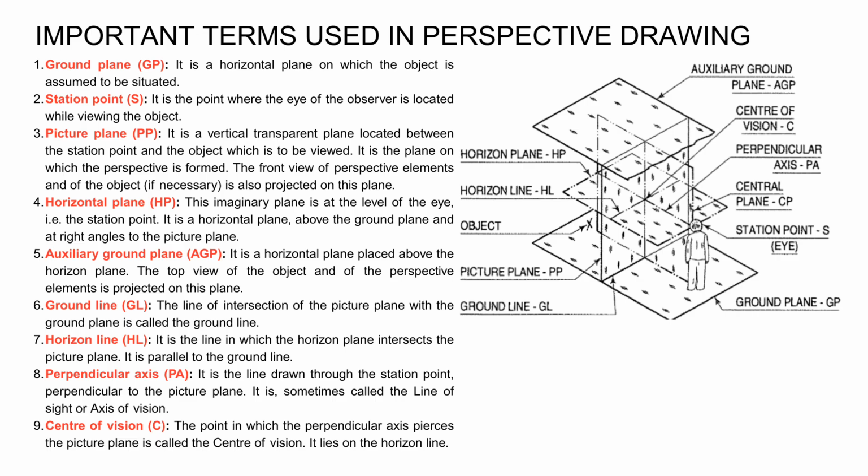Horizon line represents eye level. Vanishing points lie on this line. And vanishing point is the point where parallel lines appear to converge. It is also known as the center of vision.